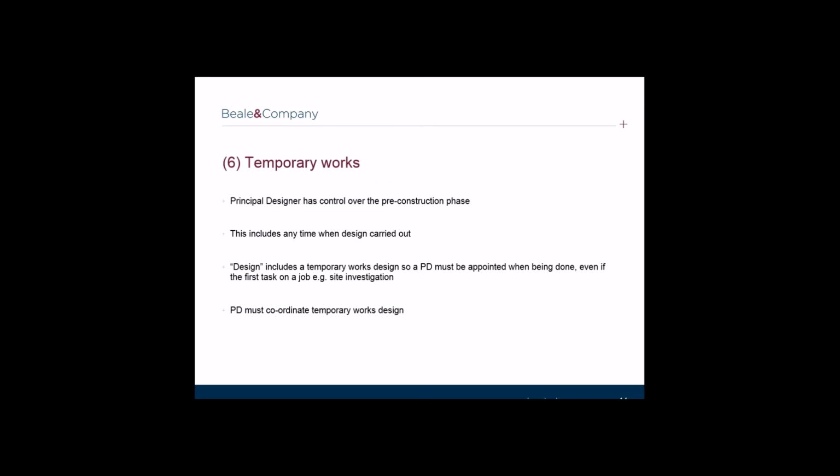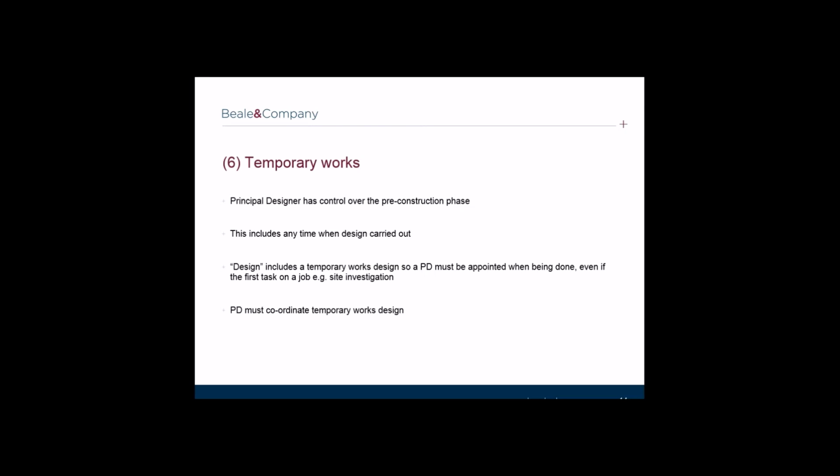Arising from the same question is the issue of temporary works. Traditionally, temporary works was a part of the project that rested with the contractor. However, a principal designer will need to get involved in this element of the works under CDM 2015. This is because the principal designer is responsible for and must have control over the pre-construction phase, which includes any time during which design is carried out. Under CDM 2015, a design includes a temporary works design.